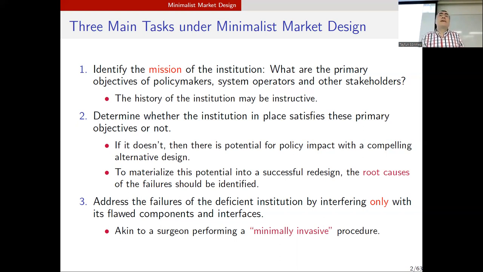But this doesn't need to be always the case. This minimalist idea is not a completely formal idea. It really depends on the particular setting, and it might mean different things.